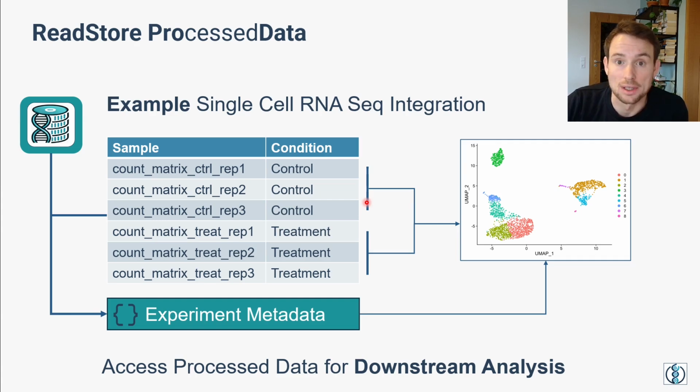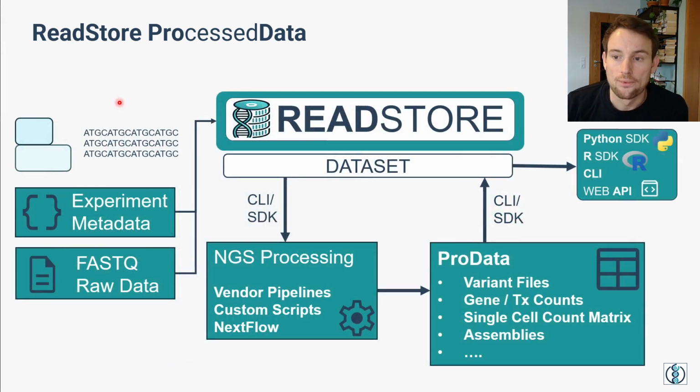And that in the end helps us to standardize our processes and make our analysis a bit more efficient. So here's now a more formal overview of how the ProData feature is integrated into the ReadStore workflows. As usual, we would first upload the experimental metadata and the raw sequencing files, for instance FASTQ files, into our ReadStore database, where those files are organized as datasets.